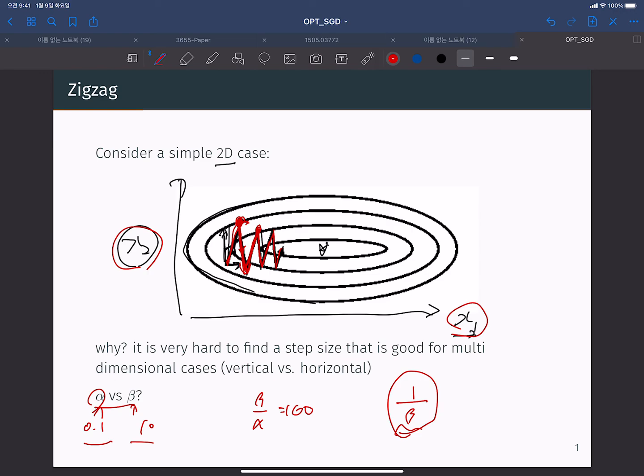Okay, and this kind of situation happens more often when you have a high dimensional structure. And very recent machine learning algorithms, including many deep learning architectures, have a lot of parameters, millions or billions of parameters. So in that case, basically there is a huge chance we have a very different alpha and beta, and it is very, very difficult to find a good learning rate.